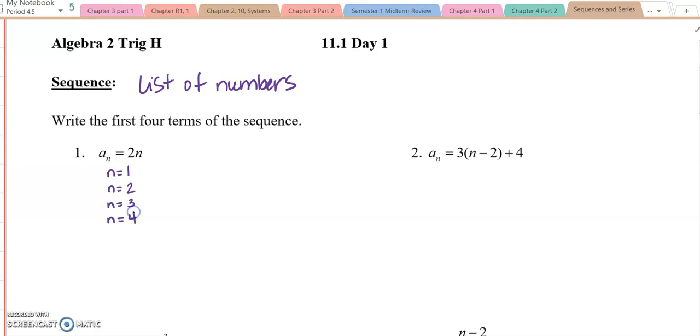So when n equals 1, we get 2. When n is 2, we get 4. When n is 3, we get 6. And when n is 4, we end up getting 8. So that represents the first 4 terms of this particular sequence.